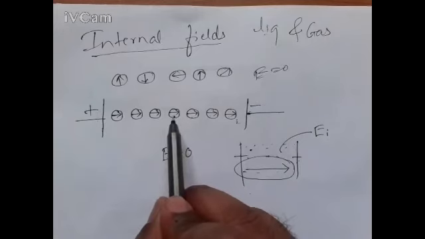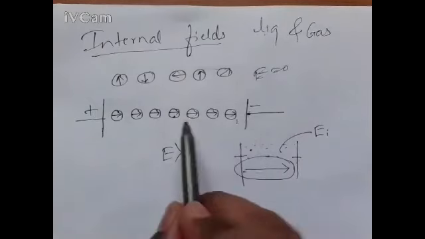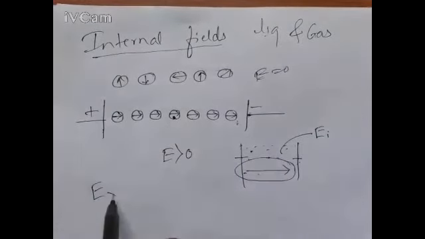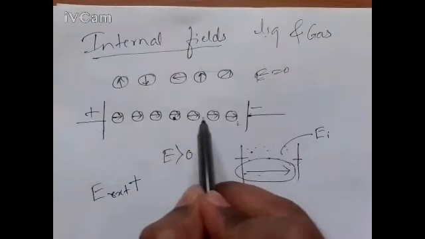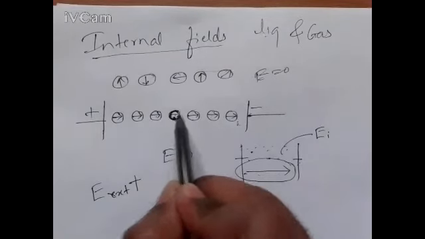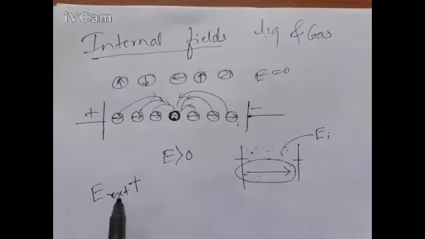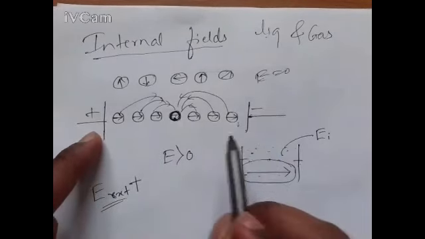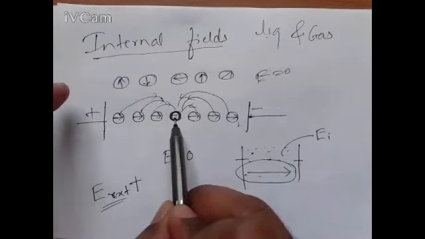The field at any atom is equal to the sum of the applied electric field and the electric field due to the surrounding dipole moments. So at this point, the field is due to the external field plus the influence of all the other molecules. This is the external field which we have applied between these two plates, plus the internal field. That internal field will be more than the external field. This is something amazing.